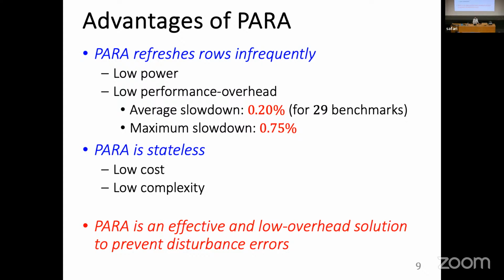And that means that we had less frequent refreshes needed to cover the reliability guarantee, right? And the second advantage is that PARA is stateless, which means that we don't need to store a lot of metadata to understand which rows are being activated or how many times they were activated in the past and so on. So we can implement PARA with low cost and low complexity. And this is why PARA is an effective and low overhead solution to prevent read disturbance errors, at least when we are talking about high RowHammer thresholds.